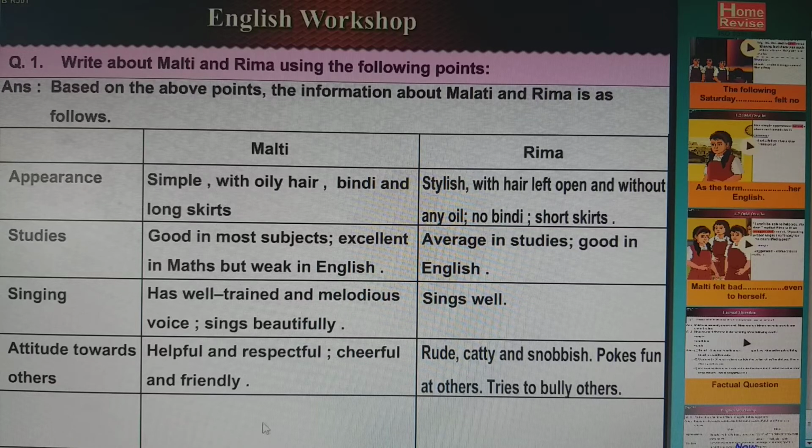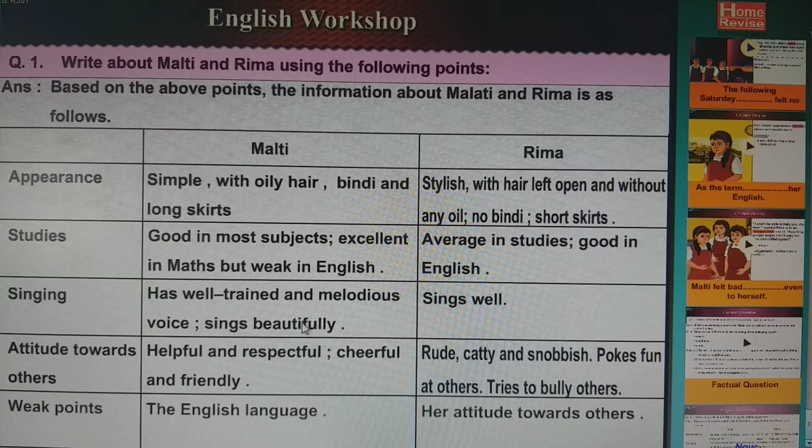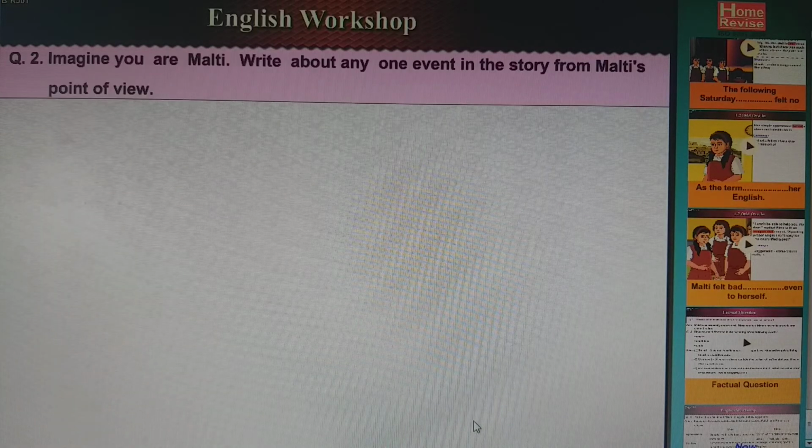And the last one is the weak point. Of course, we know Malti's weak point. She is weak in English, the English language. But what about Rima? Her attitude is her weakness, right? Her attitude towards others is a weakness. She is not ready to adjust with others.